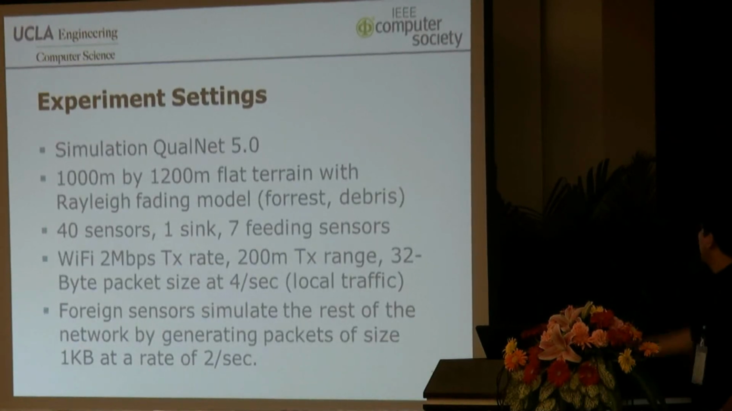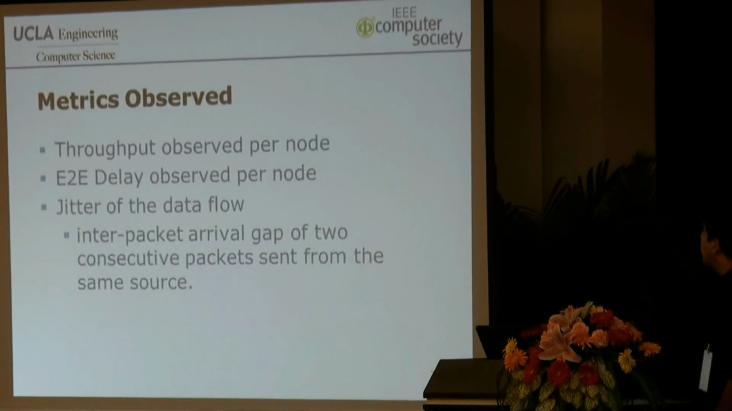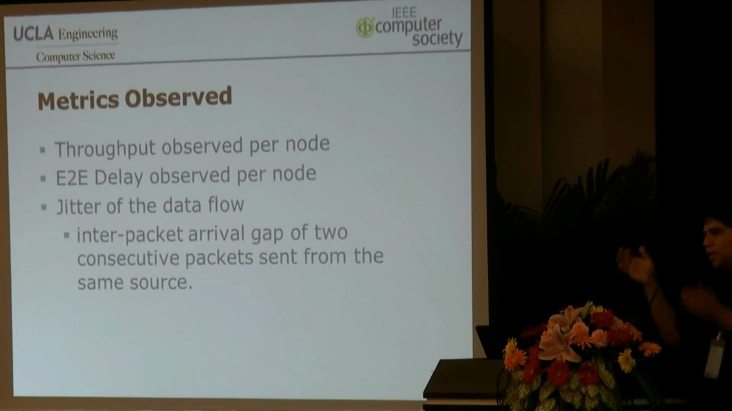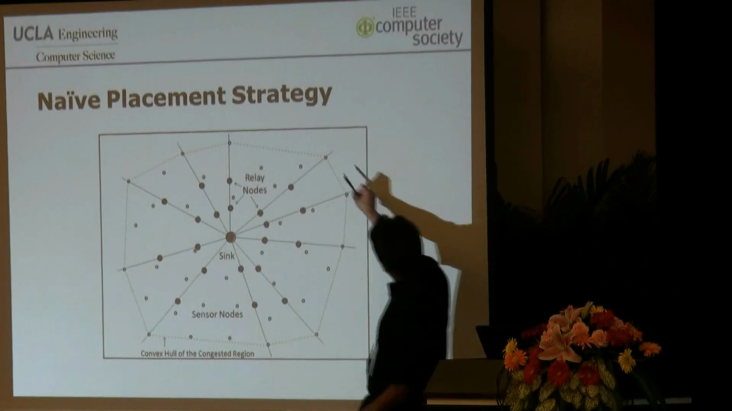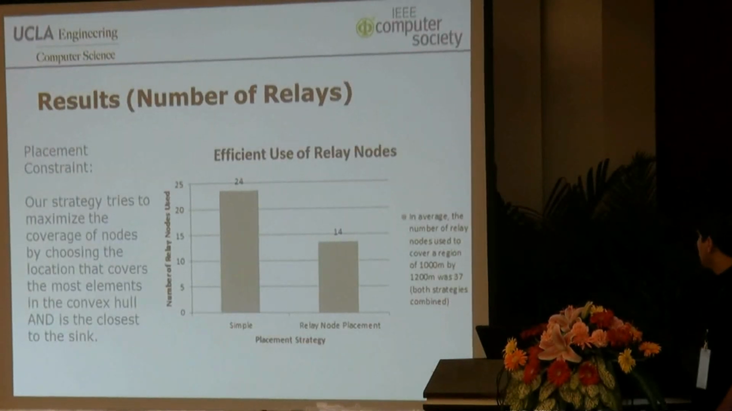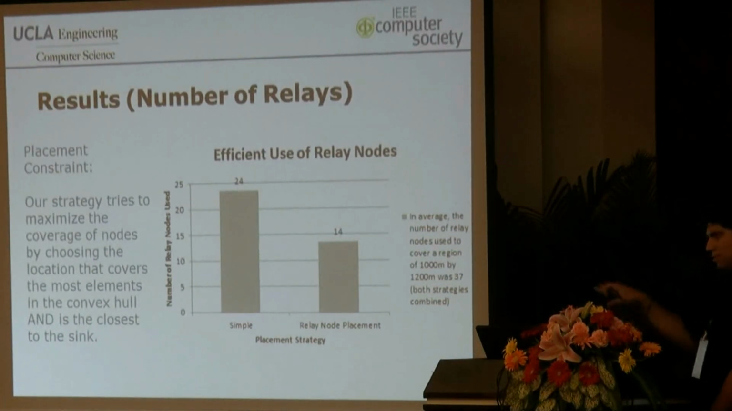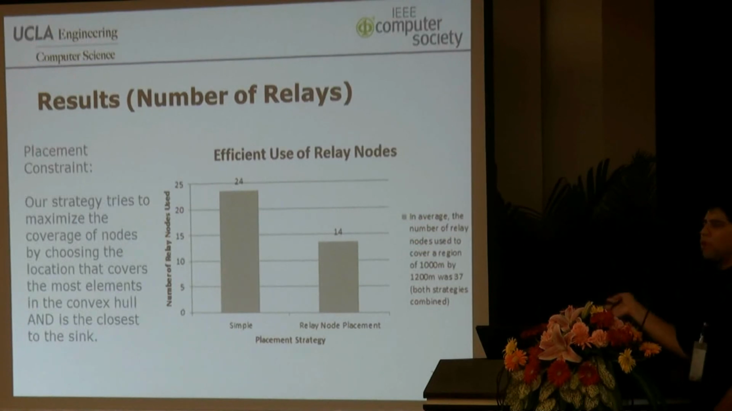So, simulation results. I use 40 sensors, 1 sink, and 7 feeding sensors that are acting as a remote flow. I'm using Wi-Fi, fixed at 2 megabits per second. And this is pretty much the settings that we found in the Connect 5.0 simulator. We observe the throughput, the delay, and the jitter, which is the inter-packet arrival timing. And we compare it against a naive strategy in which we just put a line and put the relays in. We observed that using the simplest strategy, we use 24 relays for our 40 sensors in the sink region, in the funnel effect, against 14 in our case, so that's an improvement of about 40%. We ran this algorithm several times in simulation, and we were getting close to those numbers.